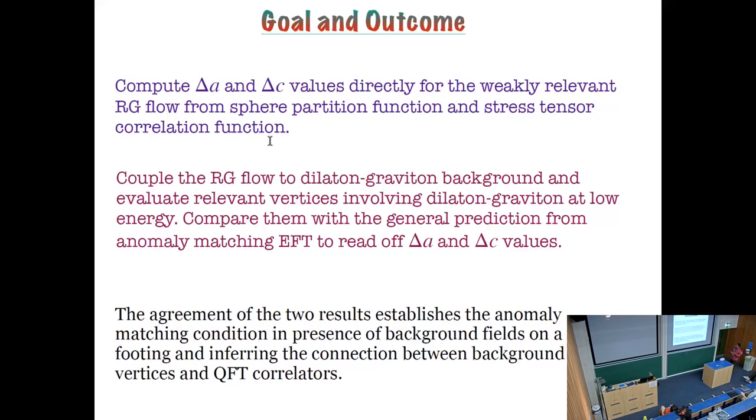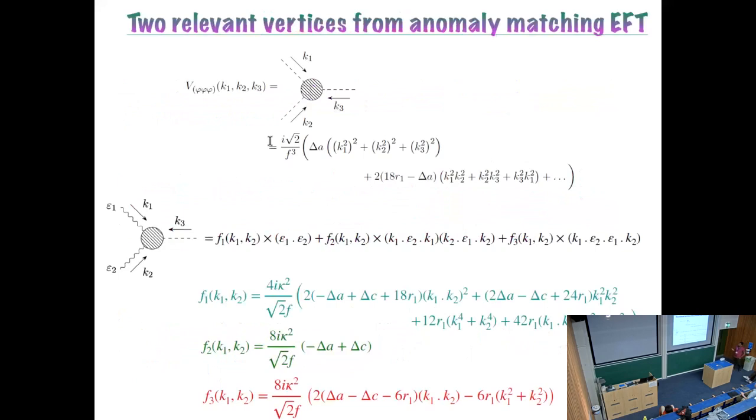And this agreement also tries to relate these various vertices involving the background fields to the QFT correlators in a concrete way. So this is the general prediction for the 3-dilaton vertex and the 2-graviton-1-dilaton vertex from the EFT I wrote earlier, the anomaly matching EFT. You can see the 3-dilaton vertex contains only delta A and some Wilson coefficient R1, which appears as the R hat squared coefficient, and the graviton-dilaton amplitude has a particular structure.